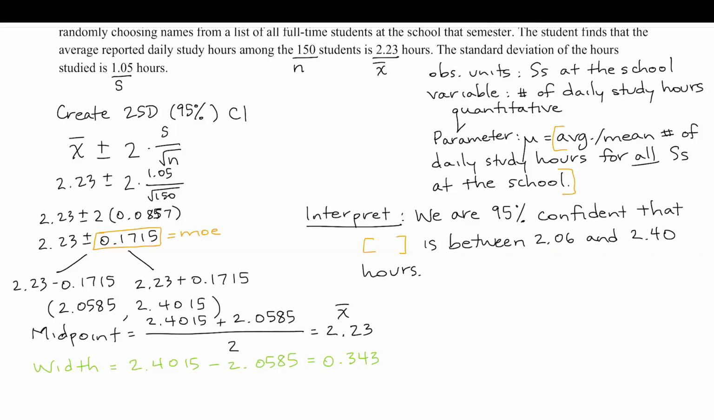And then, just as a double check, the margin of error we can get by taking the width and cutting that in half, dividing it by 2. So if you take 0.343 and divide it by 2, in fact you should get 0.1715, which is the margin of error that we came up with earlier.